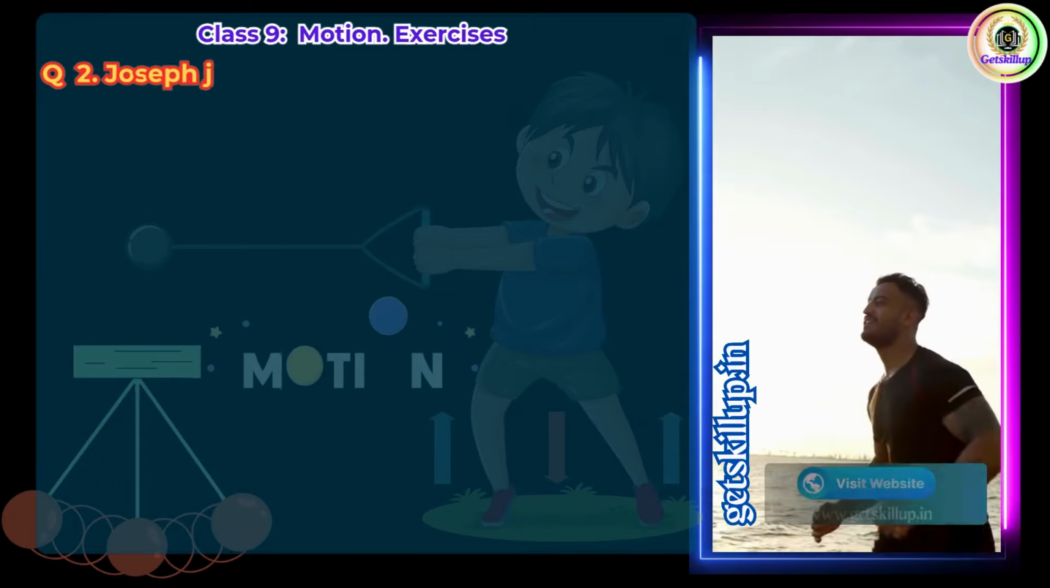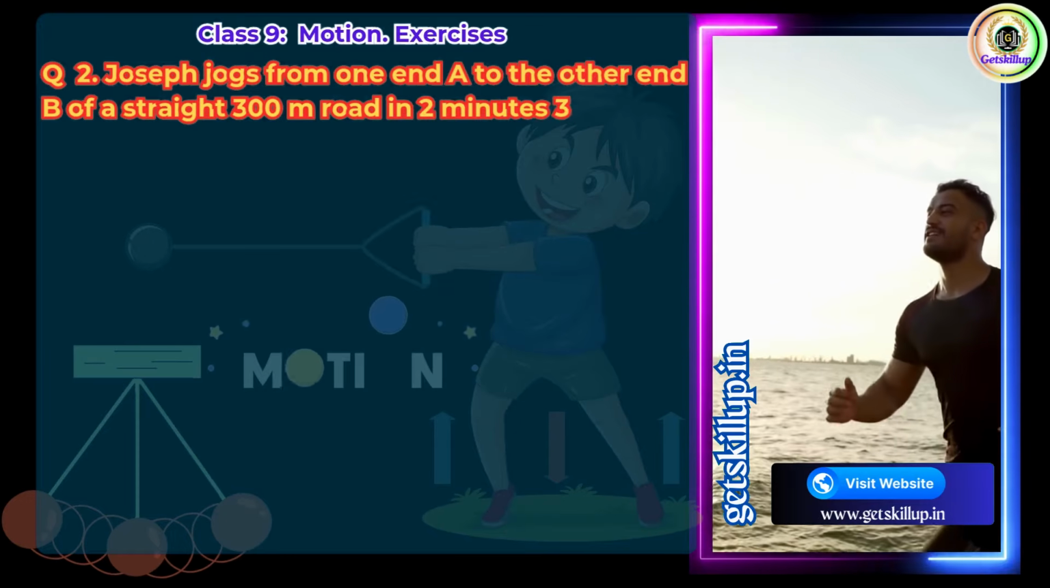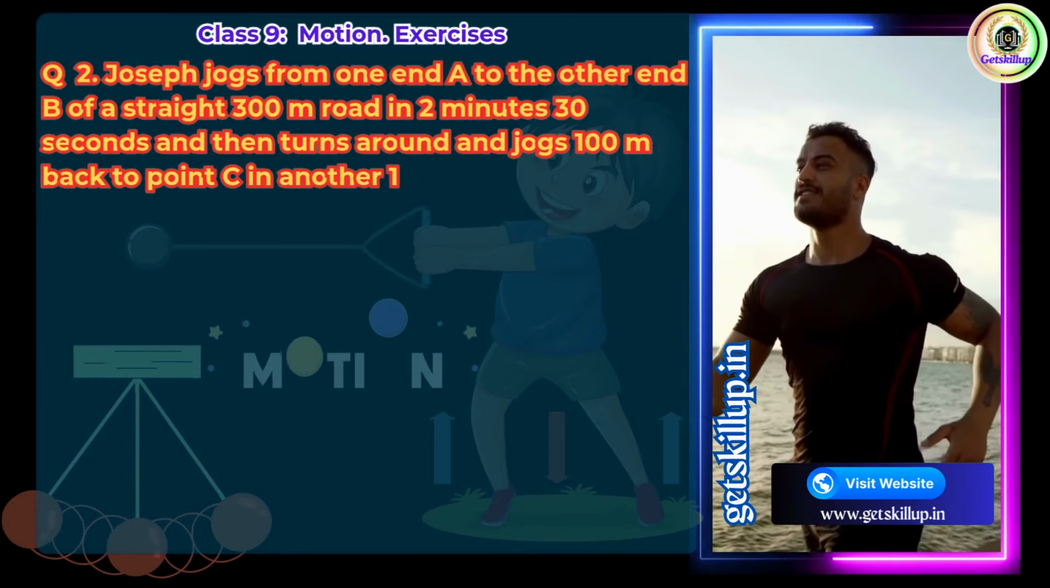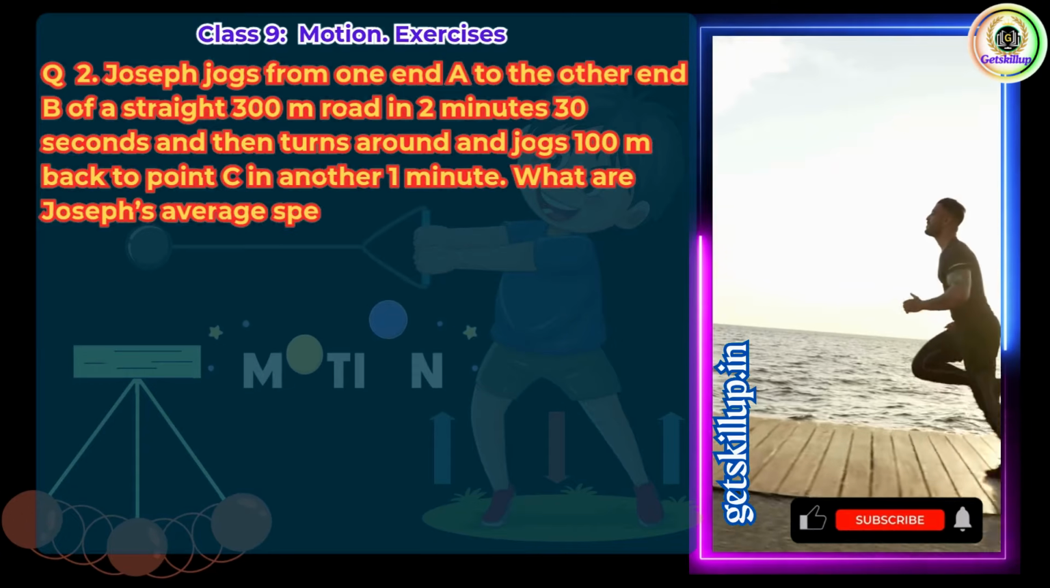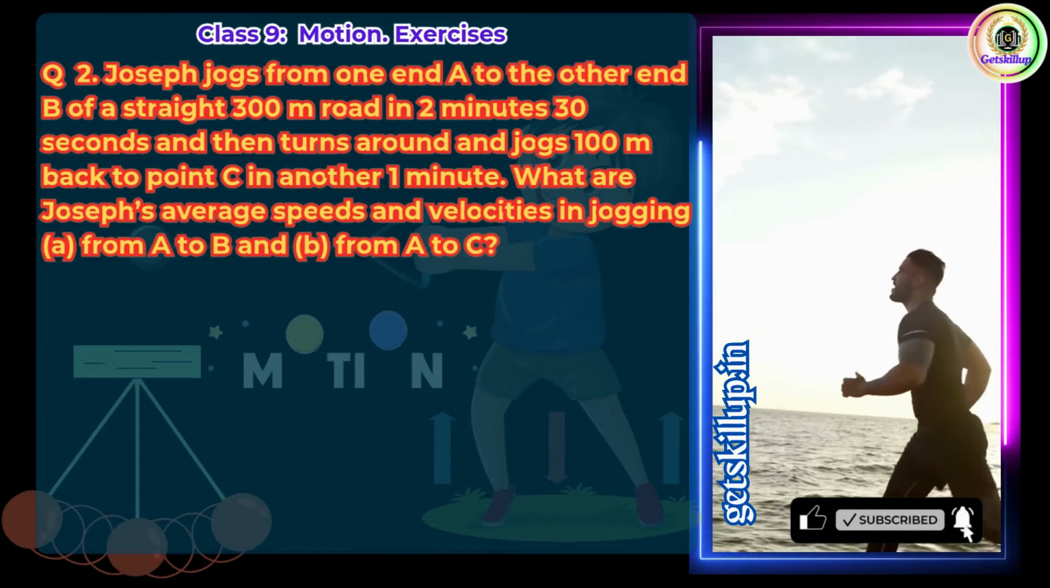Question 2. Joseph jogs from one end A to the other end B of a straight 300 meter road in 2 minutes 30 seconds and then turns around and jogs 100 meter back to point C in another 1 minute. What are Joseph's average speed and velocities in jogging from A to B and from A to C?